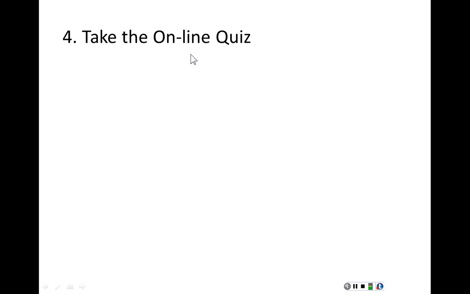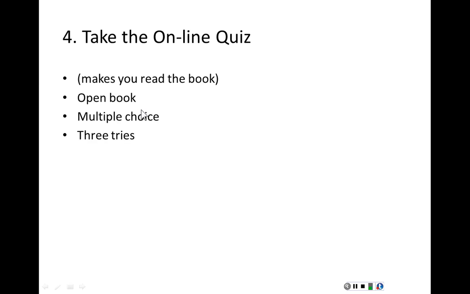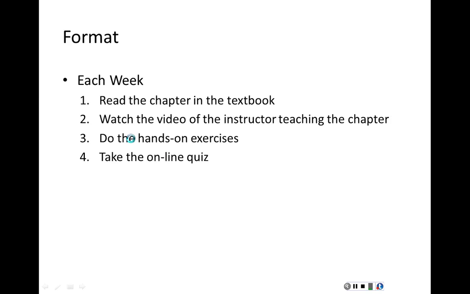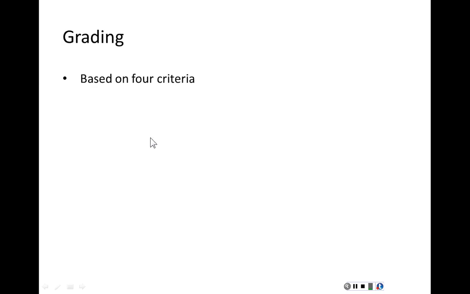And then the 4th thing you do each week is to take the online quiz, and the quiz kind of makes you read the textbook. The quiz is open book. It's multiple choice, and you have 3 opportunities to take this quiz. So I hope we will see everybody getting 80s, 90s, and 100s on these quizzes. Each week, 4 things to do. Read the chapter, watch the video, do the hands-on exercises, and take the online quiz.